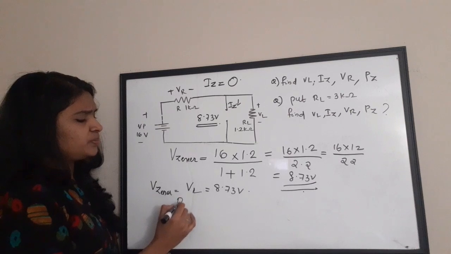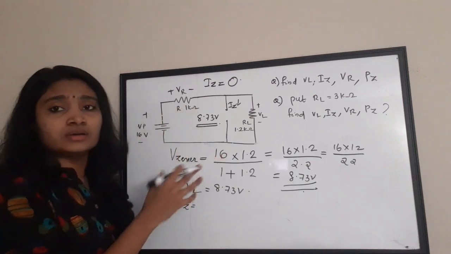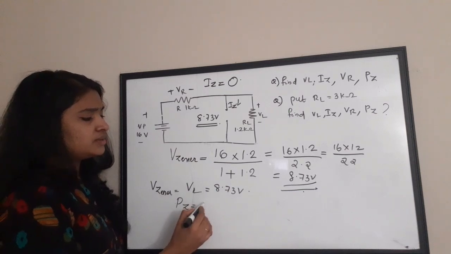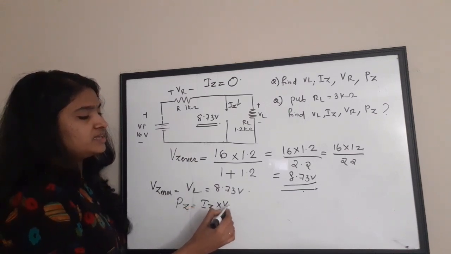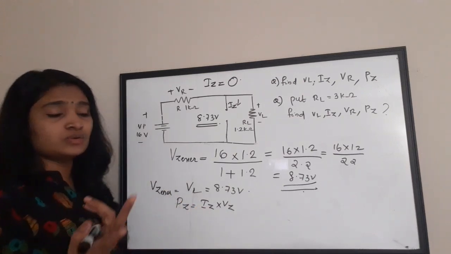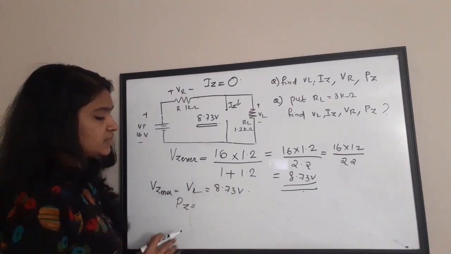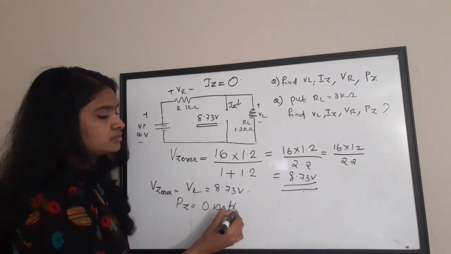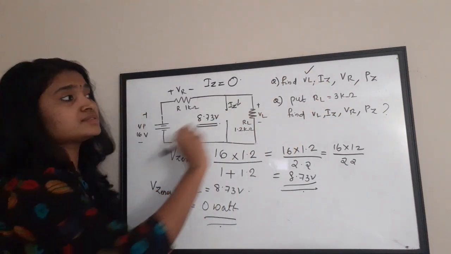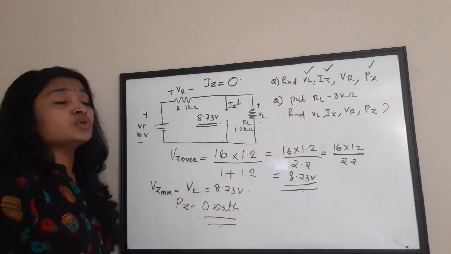Now what will be the value of PZ? PZ means the power dissipated by the Zener diode. PZ is calculated using IZ into VZ. Right? Power is equal to current into voltage. Here the current value is 0, so the power value will be equal to 0. Okay, so PZ is 0 watt. So we have obtained this also. Now from this question we obtained the value of VL as 8.73, IZ is 0, PZ is 0. Now we need to find the value of VR.